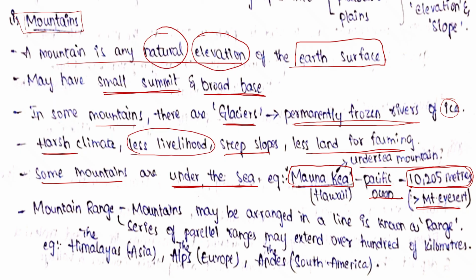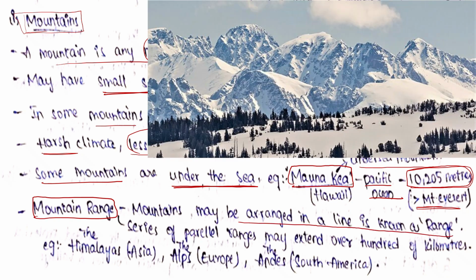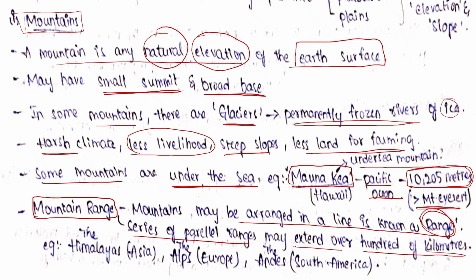Now let's see what are mountain ranges. Mountain range means the mountains that may be arranged in a line is known as a range. Mountain ranges are the series of parallel ranges and they may extend over hundreds of kilometers. For example, the Himalayas in Asia, the Alps mountains in Europe and the Andes mountains in South America.